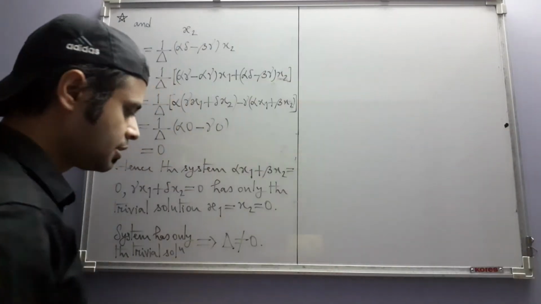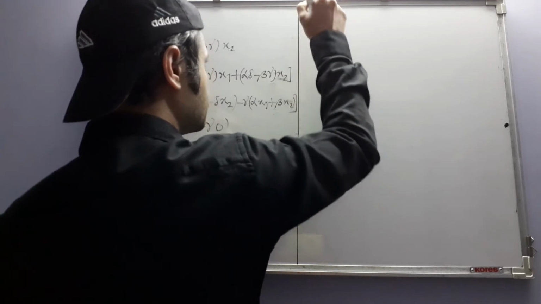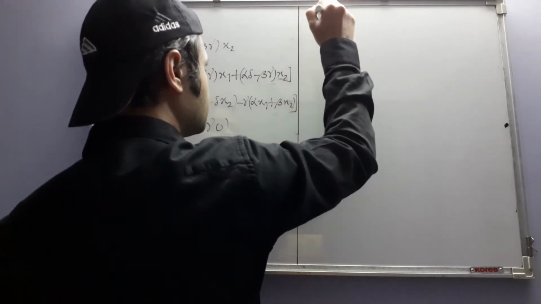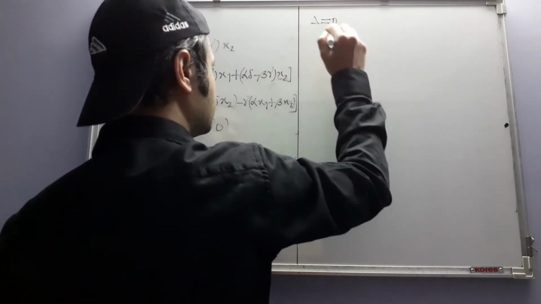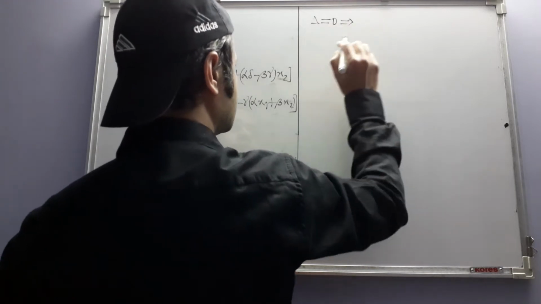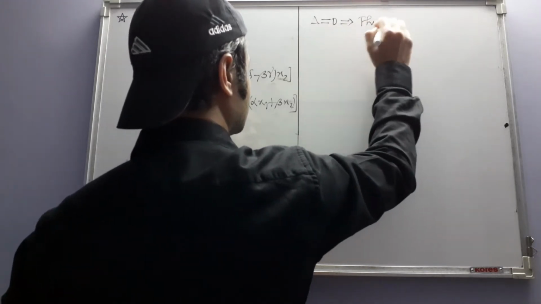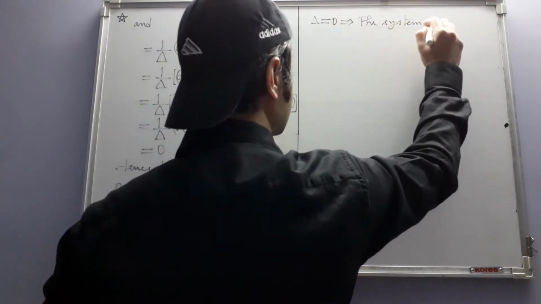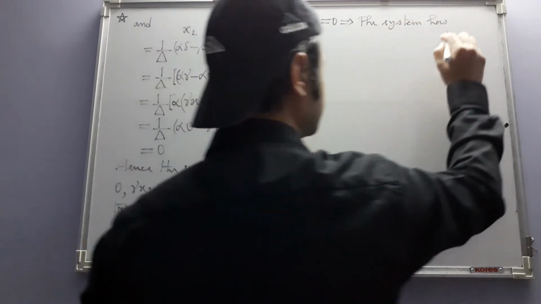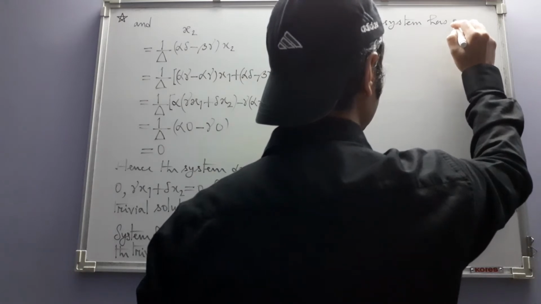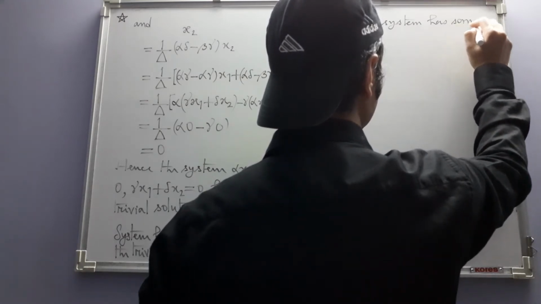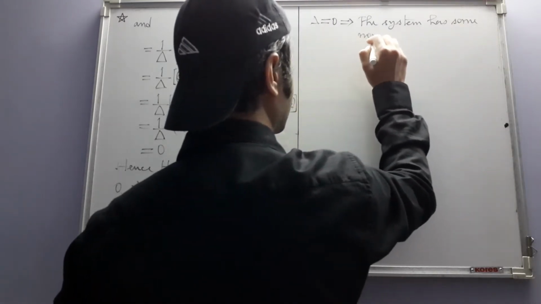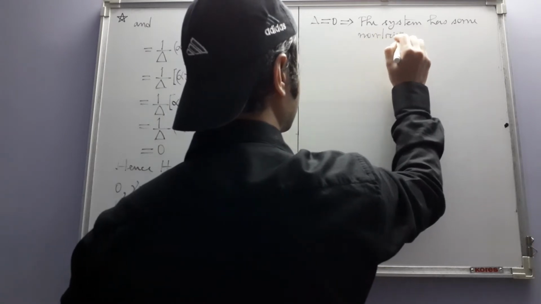The contrapositive of this implication is this: delta equal to 0 implies the system has some non-trivial solution.